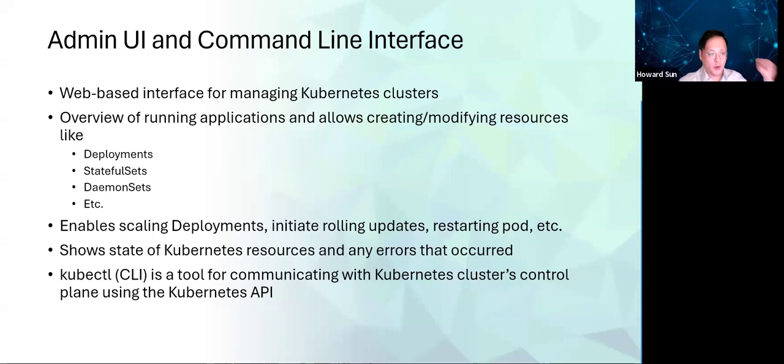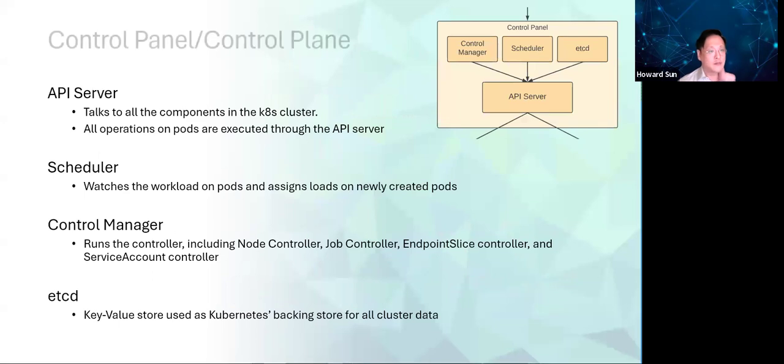As we dive deeper, we have the control plane. The control plane is essentially the brain of the Kubernetes cluster, making decisions about the cluster state, ensuring that the actual state matches the desired state.